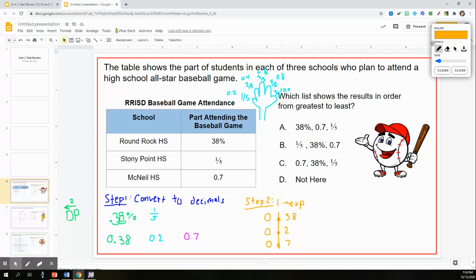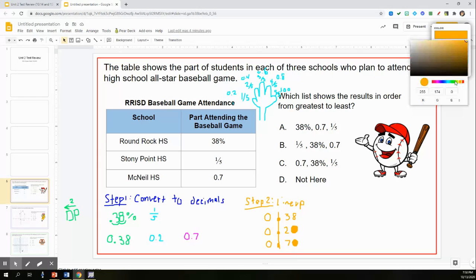Now I want to fill in some zeros so that all of my values here have the same number of digits. So this first one, 0.38, has the most digits since it has 3. So I need to add a 0 here so that it has 3 digits, and a 0 to this last one so that they all have 3 digits.